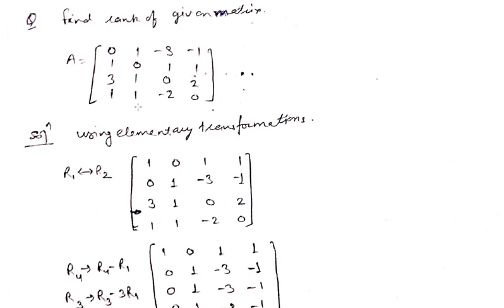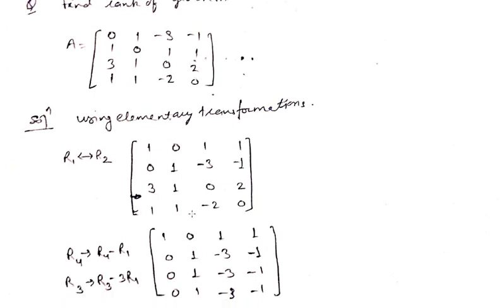Means when we convert the next element into 0, the previously converted 0 must remain as it is. So keeping this point in mind, using elementary transformations, we try to convert this matrix into echelon form. First we use the elementary transformation R1 interchange with R2, so that here we can create a non-zero number. When we use R1 interchange with R2, we get this matrix: 1 0 1 1, 0 1 minus 3 minus 1, and the third and fourth rows remain as they are. There is no change in the third and fourth rows.